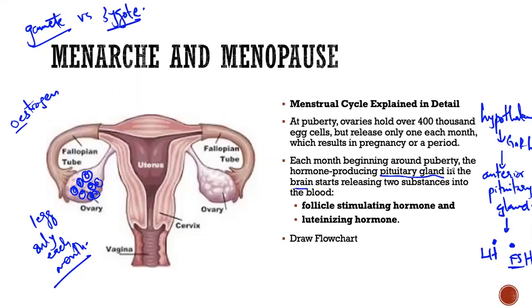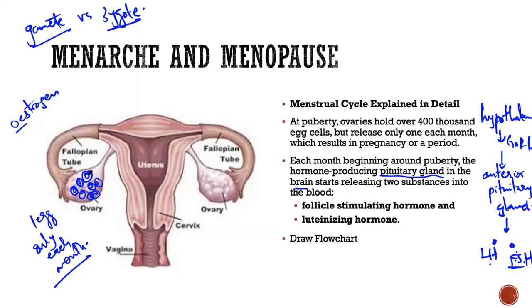Again, I will repeat this. So hypothalamus, GnRH, anterior pituitary gland, and we have two different substances being released into the blood, your LH and your FSH. Once that is in your bloodstream and they reach the ovaries, they encourage the internal egg cells to grow and mature. So the follicles have been stimulated, and it is growing and maturing. Which one? The egg cells.